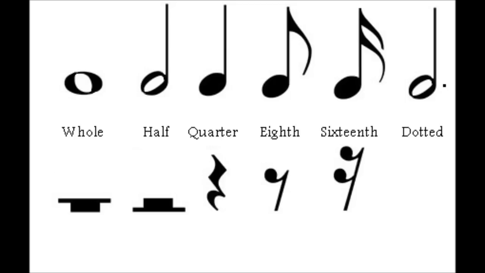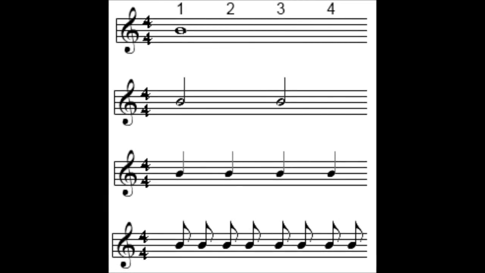There's a whole rest, a half rest, a quarter rest, an eighth rest, and a sixteenth rest, any of which can be dotted to add half the rest value. Now we'll have a look at what that means in sheet music.